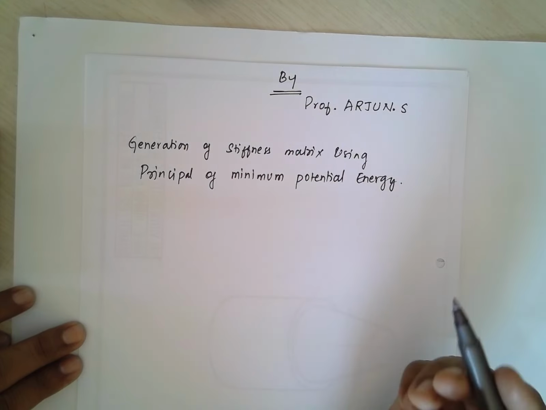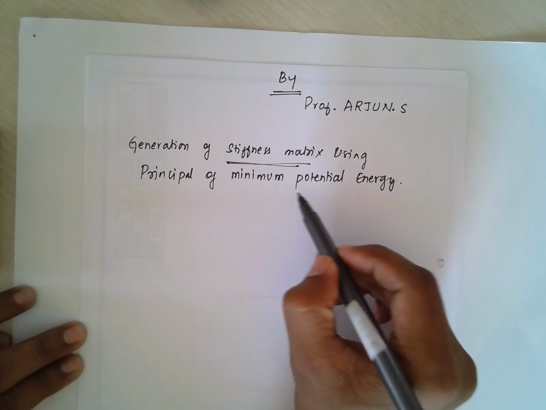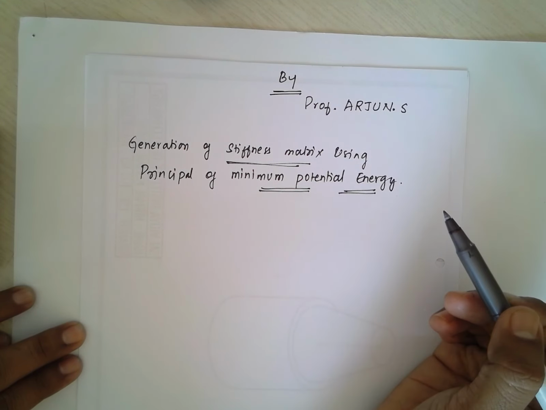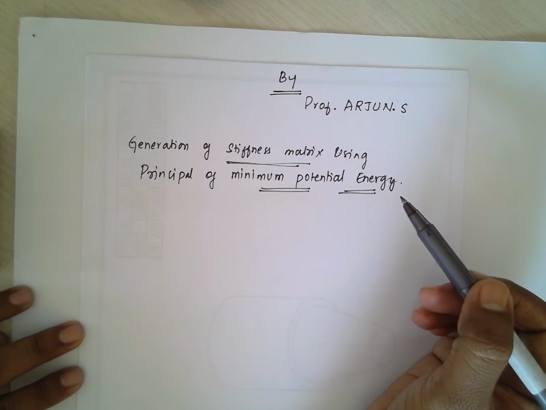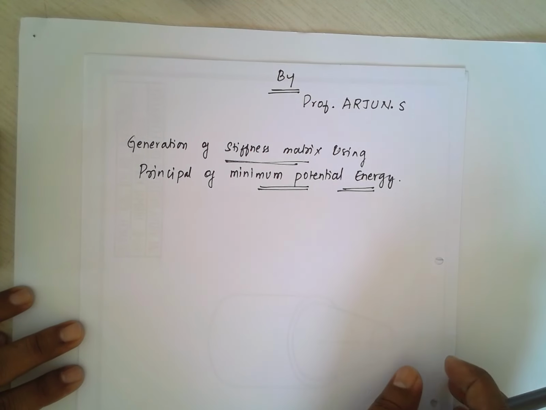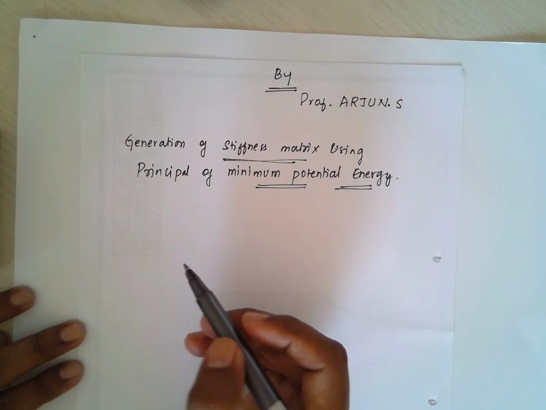Okay, so the stiffness matrix can be derived using two methods, one using principle of minimum potential energy and the other method by using direct stiffness method. This is also called as direct stiffness method, and the other method is by using natural coordinates. Okay, now we'll see how to derive a stiffness matrix using the principle of minimum potential energy.